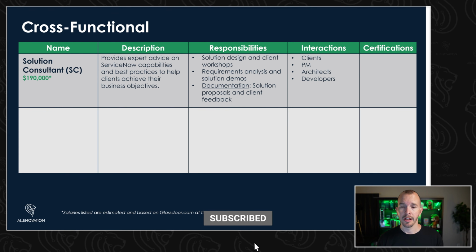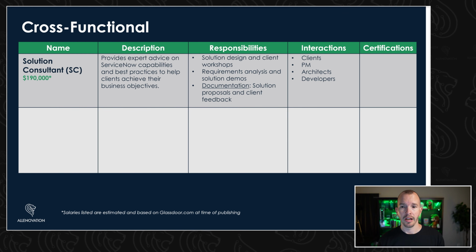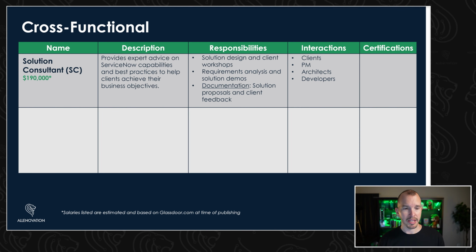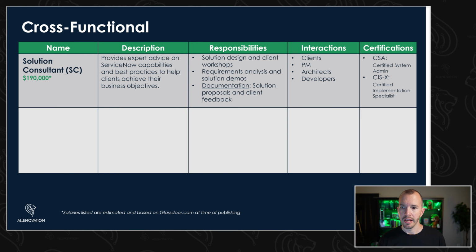For their interactions, they're mostly going to interact with the clients. They're also going to interact with the project manager. Maybe they come on for a little bit during the project. They're going to be talking to the architects and developers as that main area of focus. Their certification is usually going to be your CSA, certified admin. They're probably going to have an implementation specialist cert for the products in play. I do want to add a disclaimer that you're also going to be looking at certified master architects here. So CMA is another one that your solution consultant, your solution architect will probably have.